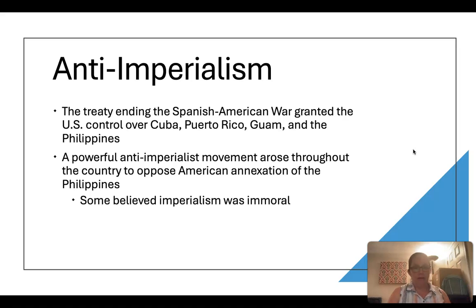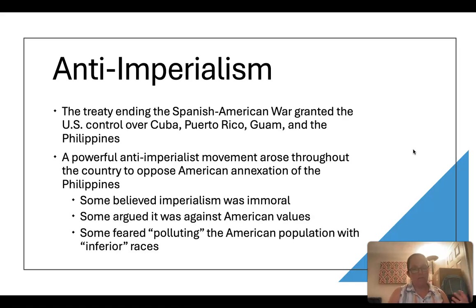The anti-imperialists made lots of different arguments. Some believed that imperialism was immoral. Some had racial reasons. Some argued it was against American values. Some feared polluting the American population with quote-unquote inferior races. So there are lots of different components to this anti-imperialist movement, and we're going to explore these later on.